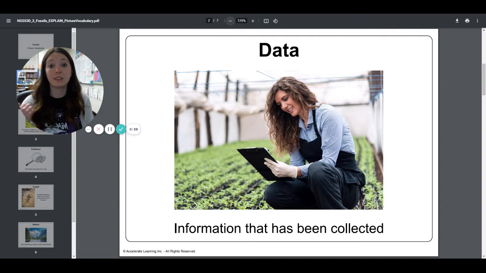We used this when we did our weather unit and we talked about rain gauges. We could collect the data every single day to see how much it rained, and it's just that information that we collect. Data is the word.